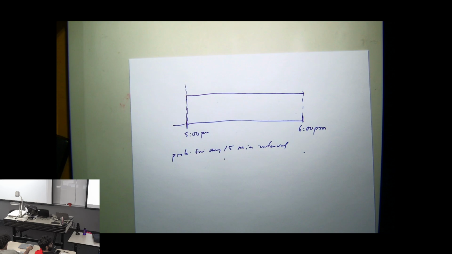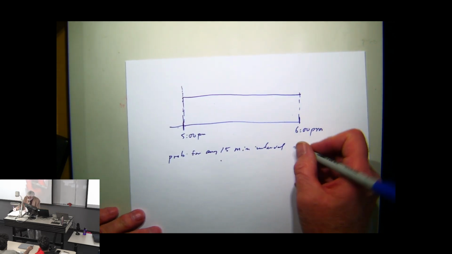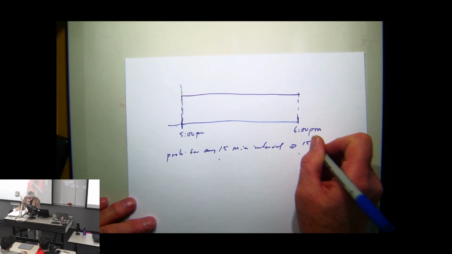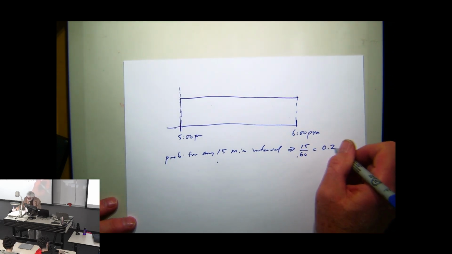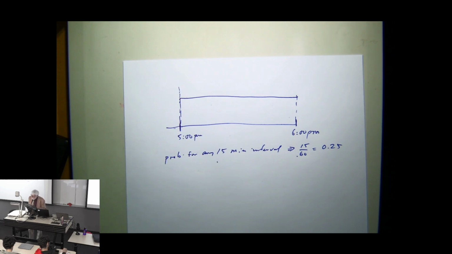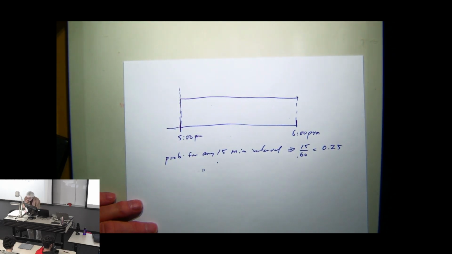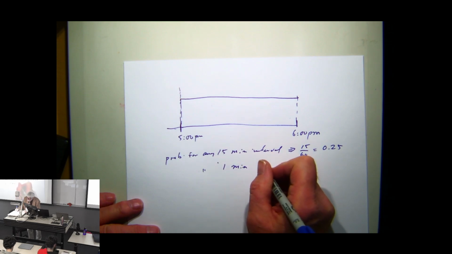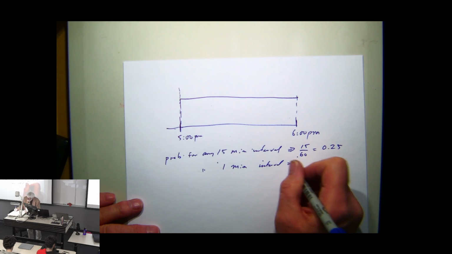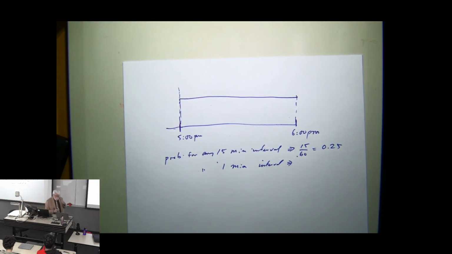Yeah, you said for any 15-minute interval, you took 15 over 60. There's 60 minutes in there. 15 over 60 is 0.25. Okay. How about for any 1-minute interval? What would you do for any 1-minute interval? You want to give me an answer on that one, right? 1 over 60. 1 over 60.